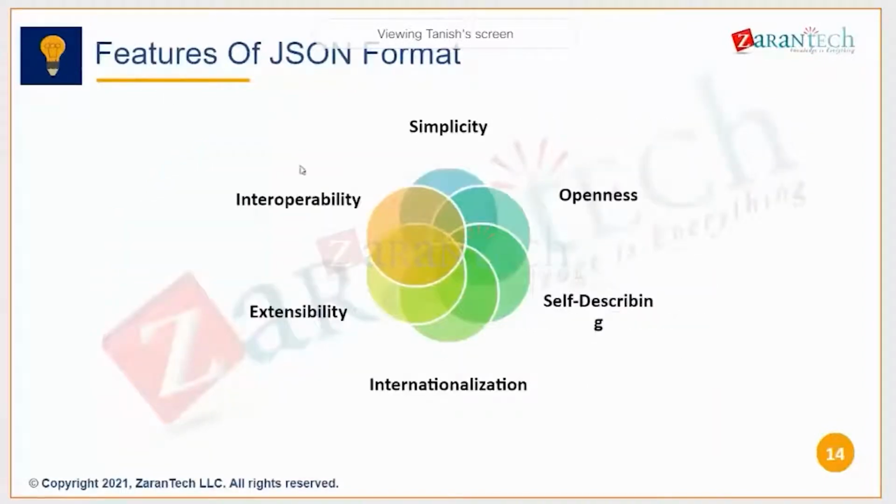Features of JSON, again the same: simplicity, openness, self-describing. Internationalization, basically it means a conversion into different languages. Extensibility, you can extend it, and interoperability, simplicity.